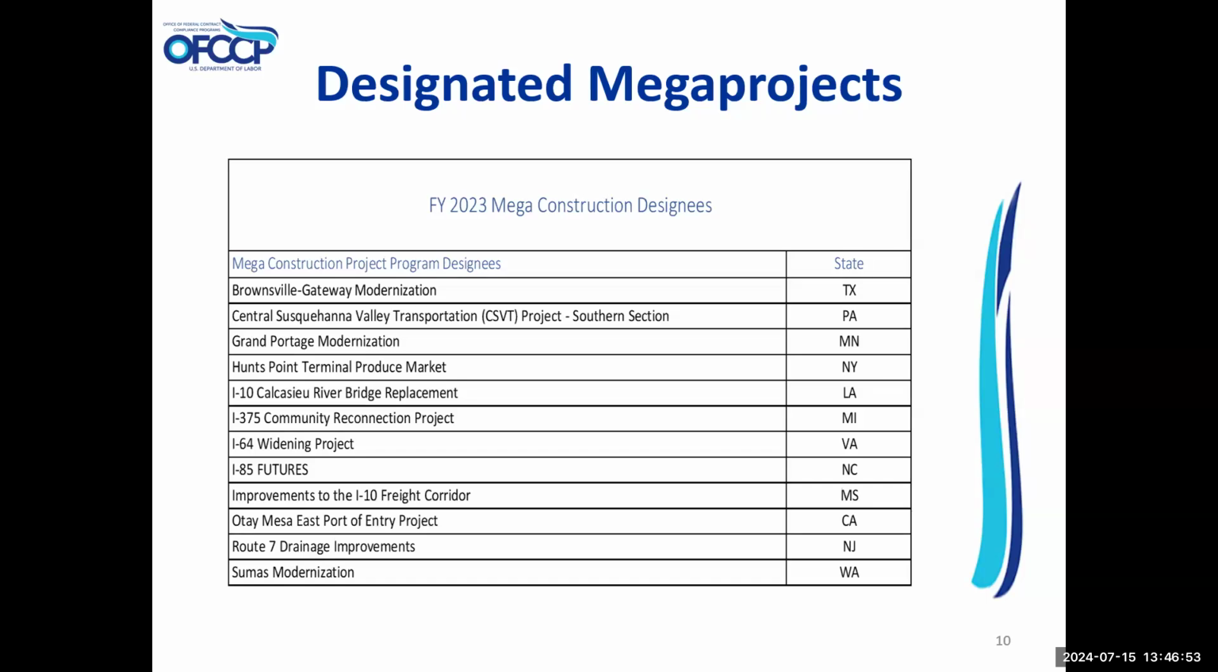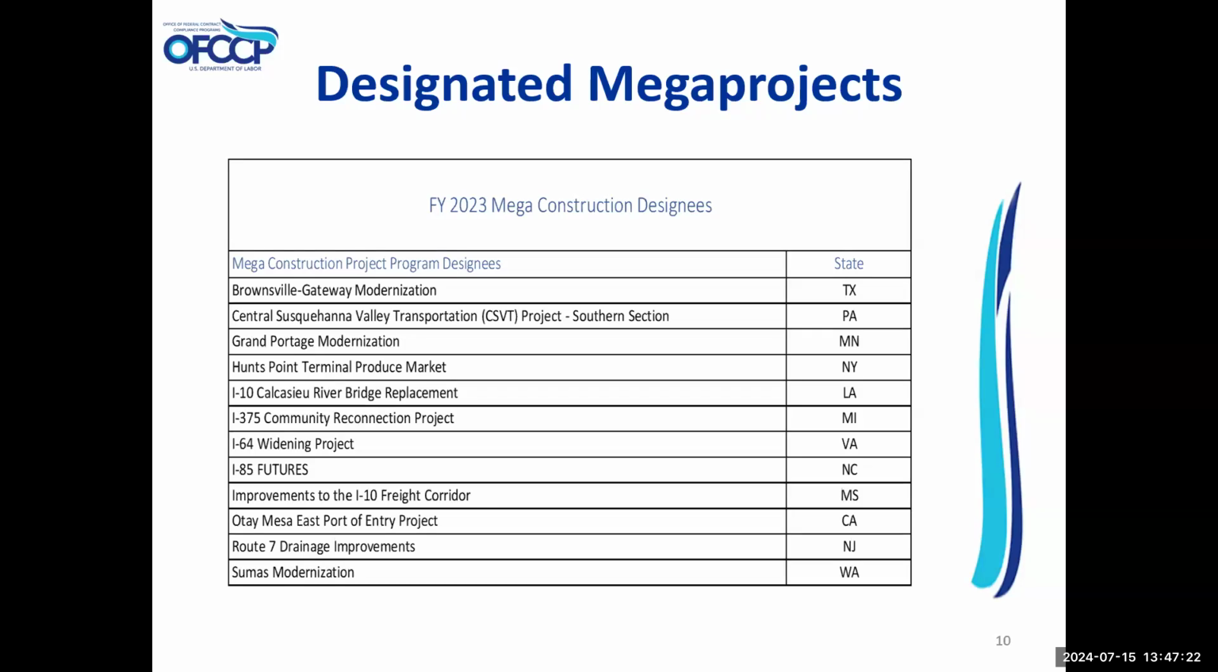In addition to the MOU between OFCCP and GSA, the U.S. Department of Labor entered into an MOU with the Department of Transportation, where the agency detailed its commitment to using the bipartisan infrastructure law, or bill, funds to support equitable workforce development pathways into good jobs, including OFCCP's mega programs.